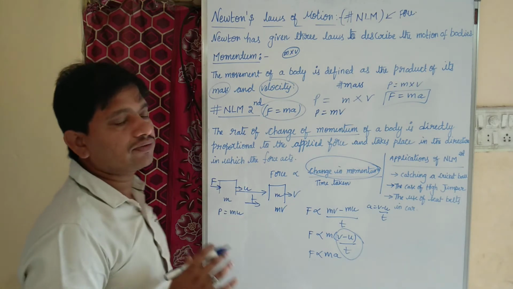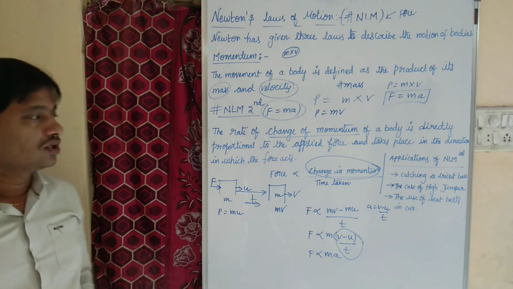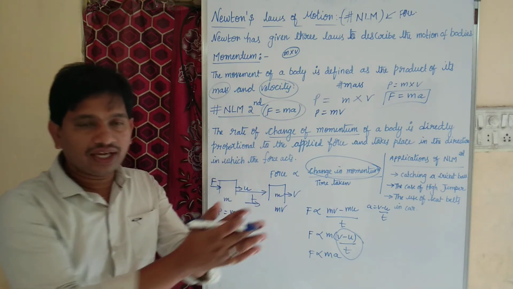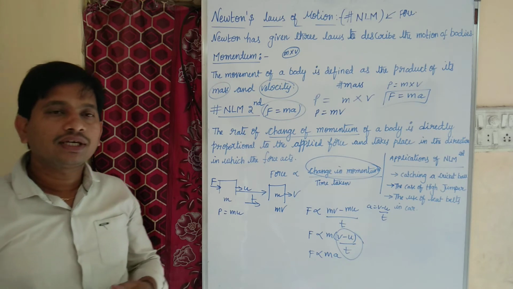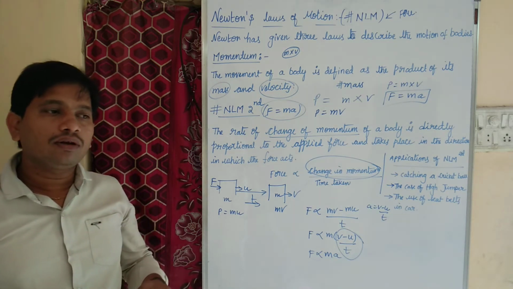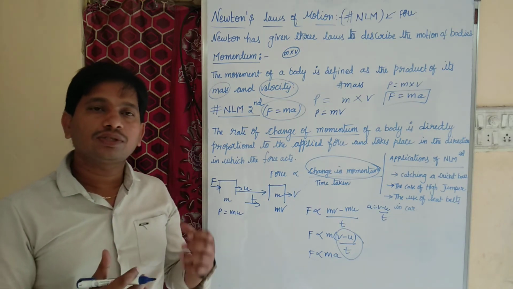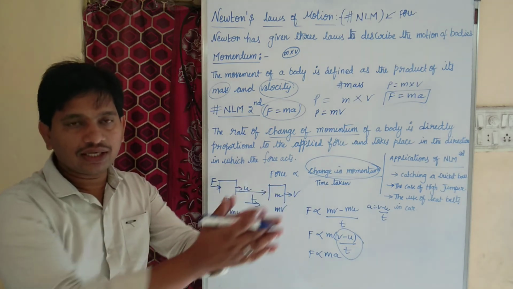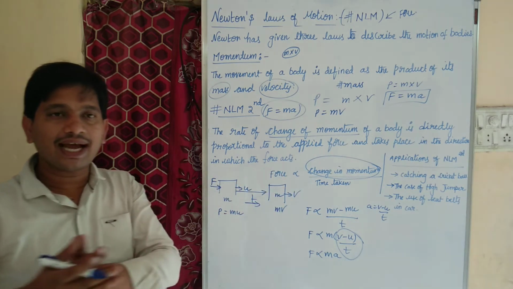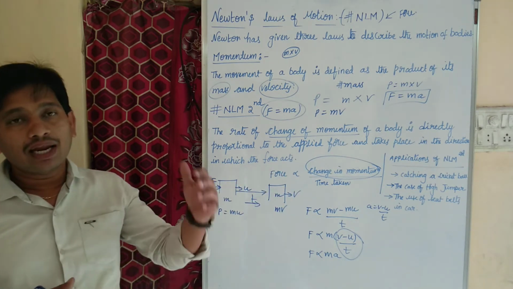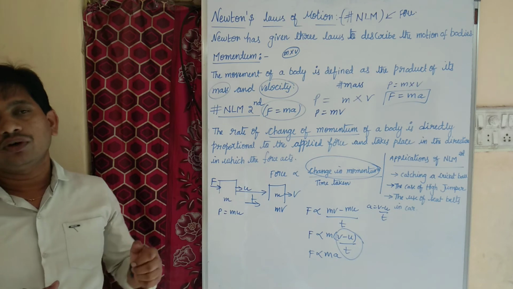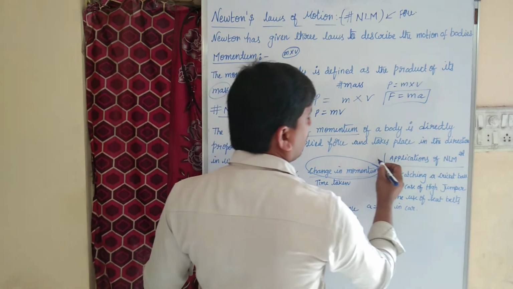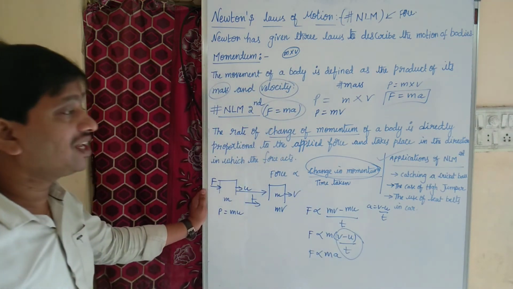So what are the applications of Newton's second law of motion? When a fielder is catching a cricket ball, he will take his hand backside, because otherwise a large force acts in a small amount of time and he may get hurt. If he pulls his hand backside, the time elapsed increases, so he may not get hurt. So, applications of Newton's second law of motion: one is catching a cricket ball.